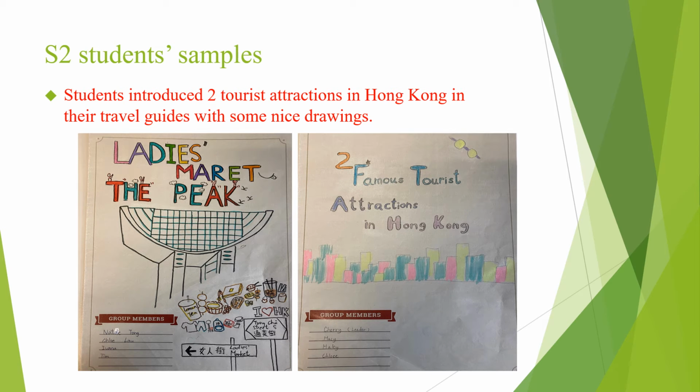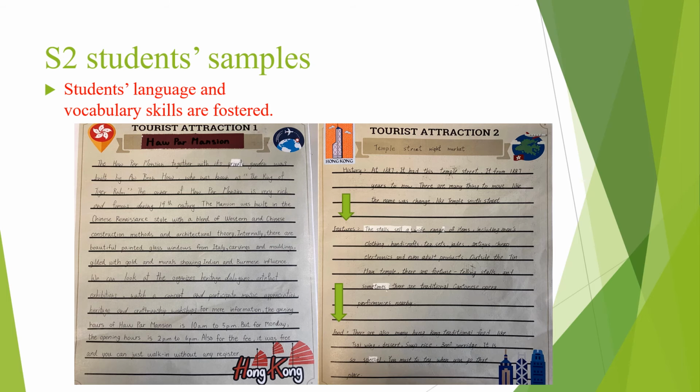Here are some samples of work from students. Students introduced 2 tourist attractions in Hong Kong in their travel guides with some nice drawings. In the process, students' language and vocabulary skills are fostered as they had to use the required language and vocabulary items learned from the module in their projects.